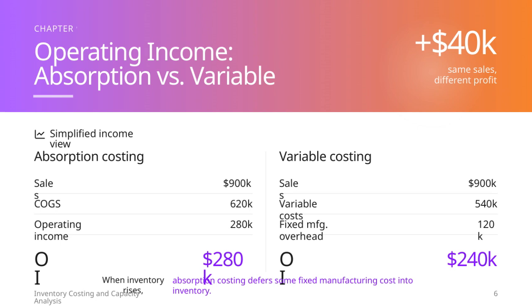The key takeaway here is that when inventory levels increase, absorption costing defers some of the fixed manufacturing overhead into inventory costs rather than expensing it immediately. This causes operating income to appear higher under absorption costing compared to variable costing, even though the sales are identical. This difference of $40,000 highlights how costing methods can impact profit reporting and financial analysis. Understanding this is crucial for inventory costing and capacity analysis decisions.